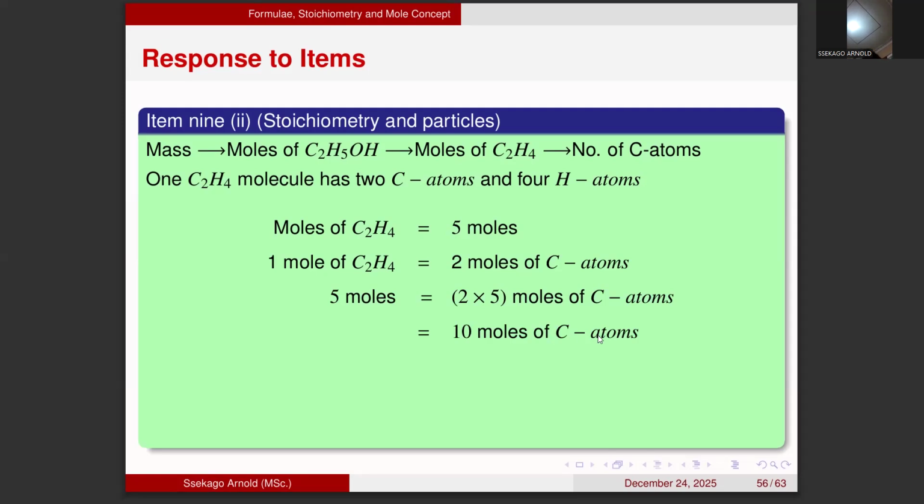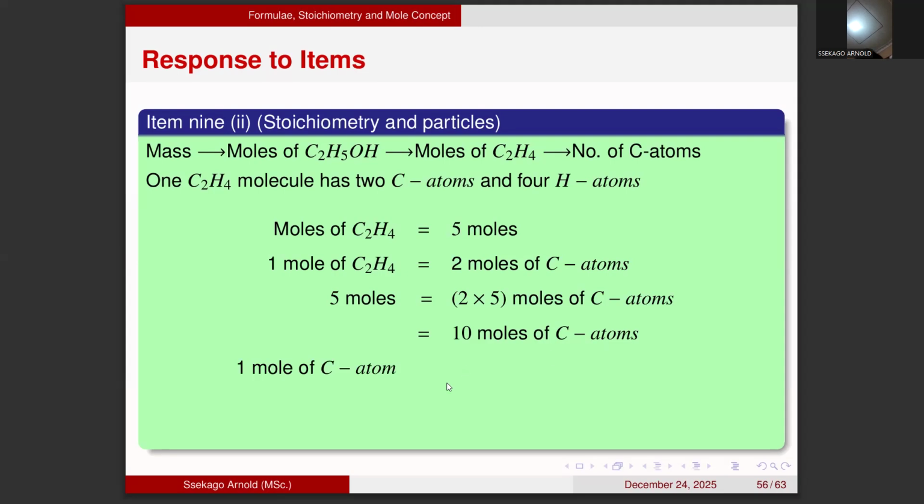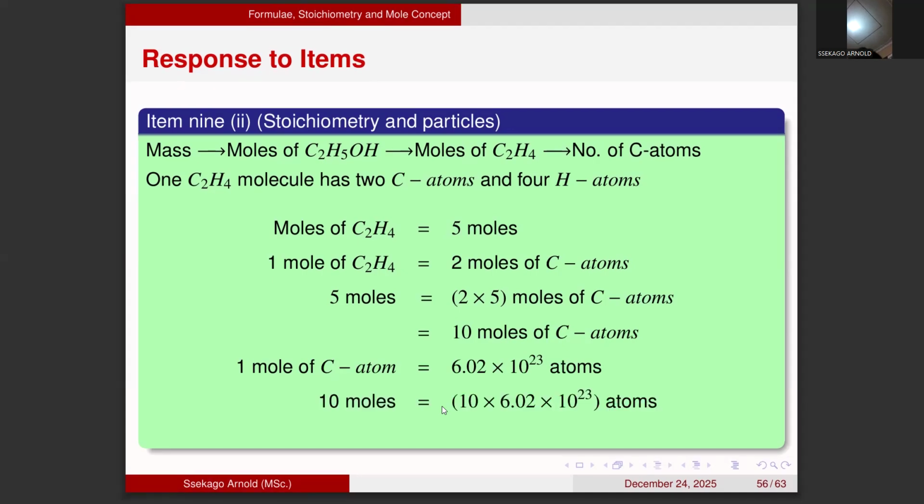Now, these are moles of carbon atoms. I use them to find the number of atoms of carbon. Because these are moles, we use the fact that 1 mole of carbon atoms is equal to 6.02 times 10 power 23 atoms. Then what of the 10 moles? The 10 moles will equal 10 times 6.02 times 10 power 23, and this gives us 6.02 times 10 power 24 atoms of carbon.